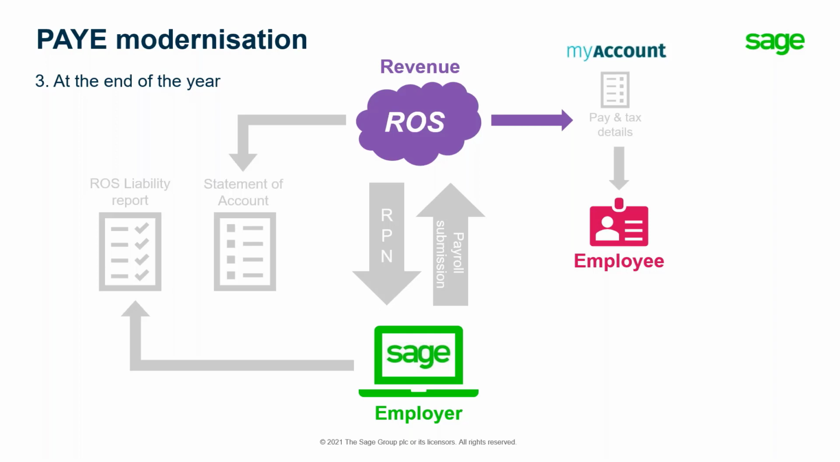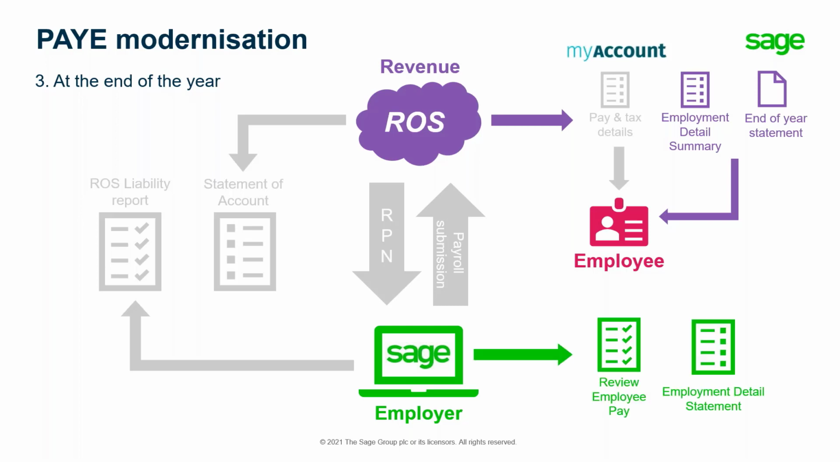So there's only a few tasks for you to complete at year end, making the process much easier. Your employee will have an end of year statement and an employment details summary made available to them in their My Account with Revenue. As part of the year end routine, you must review your employee pay to make sure that the values and information that you have submitted throughout the year to ROS is correct. You can also run the employment details statement in the payroll year-end section of the programme. We'll cover this in more detail a little later in the webinar and show you these reports in the payroll.